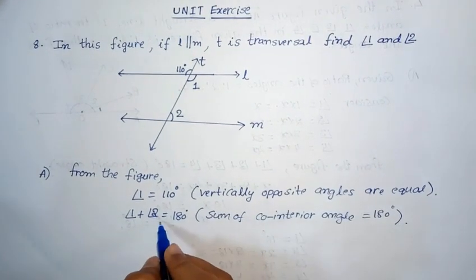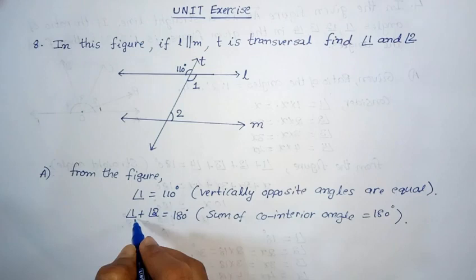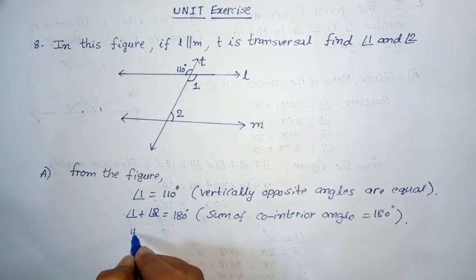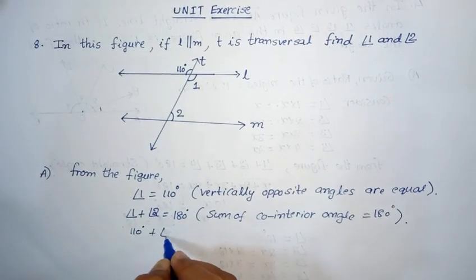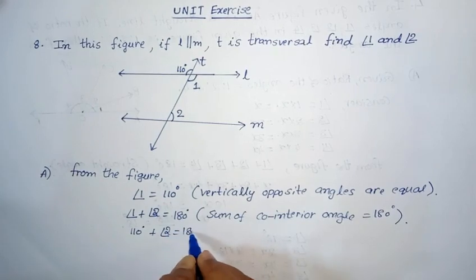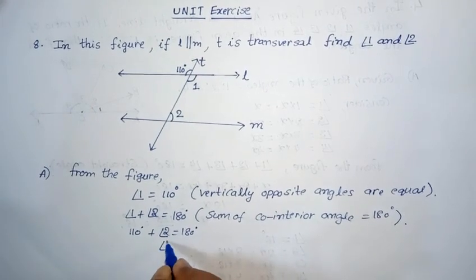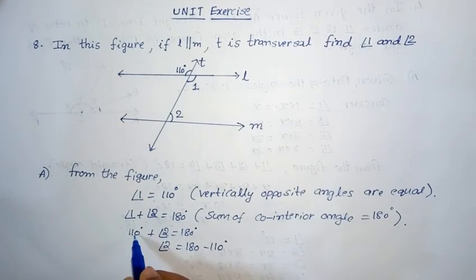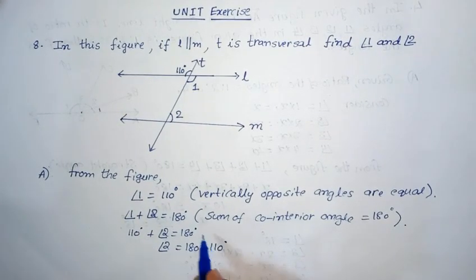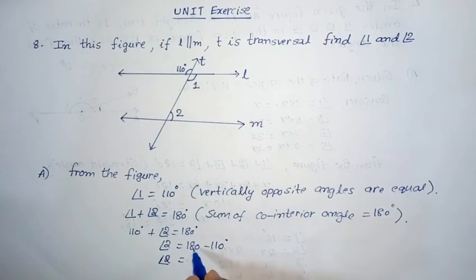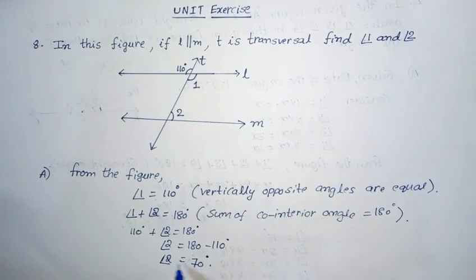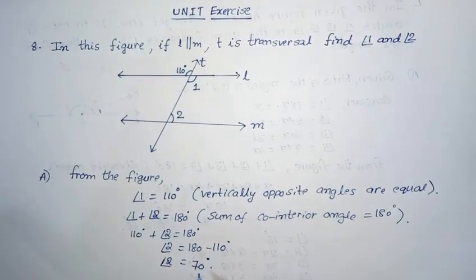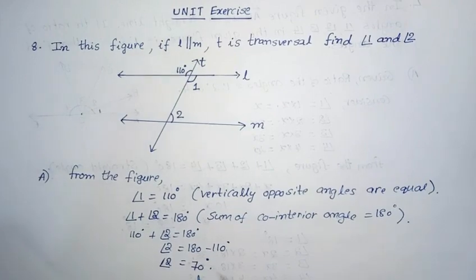So from this, find the second angle. Angle 1 is equal to 110 degrees. 110 plus angle 2 is equal to 180 degrees. So angle 2 is equal to 180 minus 110, moving 110 to the right side. Angle 2 is equal to 180 minus 110, which becomes 70 degrees. So the value of angle 2 is 70 degrees. This is the solution for the 8th problem.